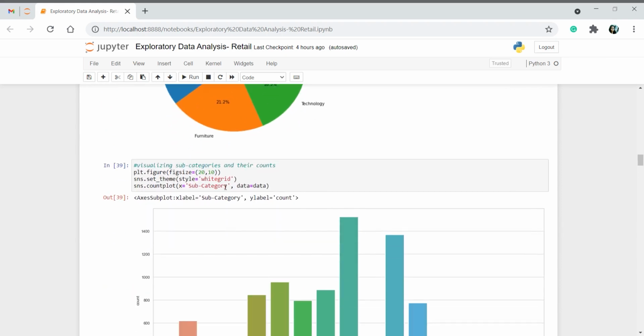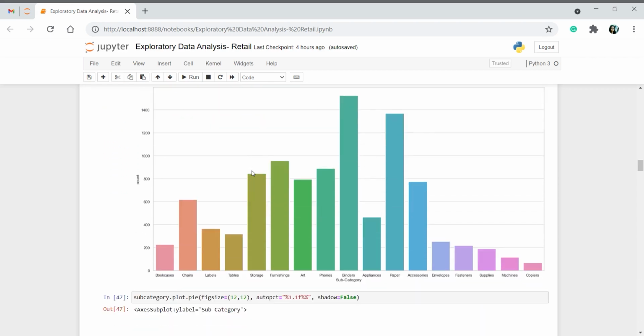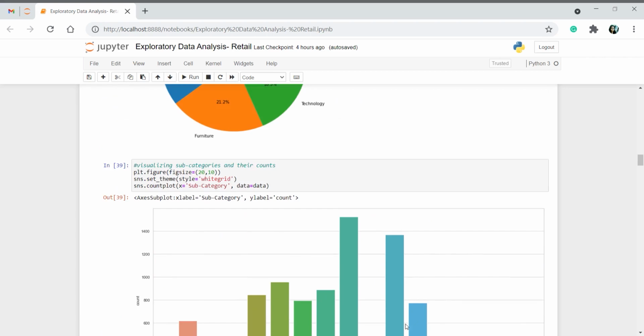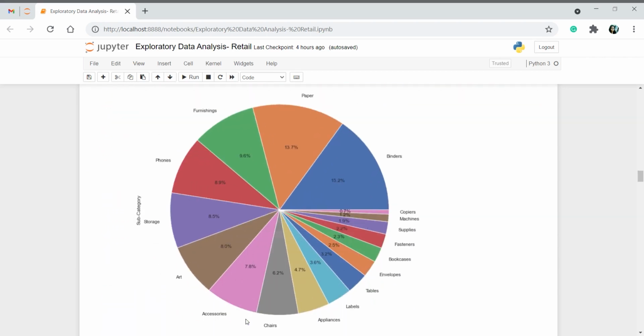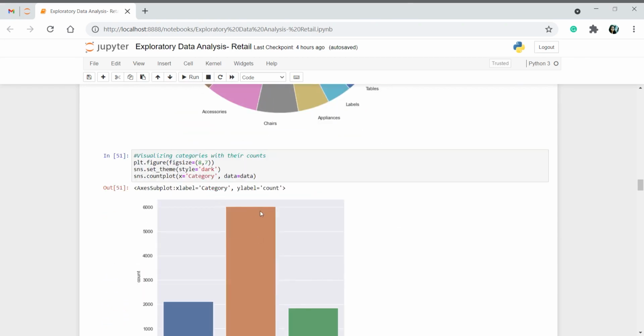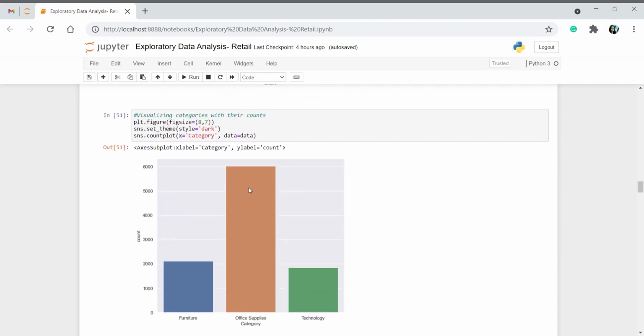Here we are visualizing the subcategories and their counts, all the 17 subcategories and their counts. Then we are visualizing the same 17 subcategories in the form of a pie chart and their values in percentage. Here we are visualizing the categories. We have 3 categories, as I said: furniture, office supplies and technology, and their count.